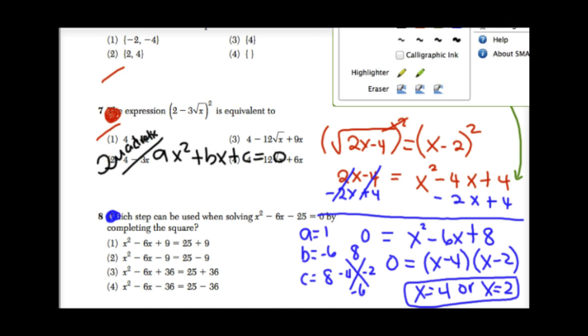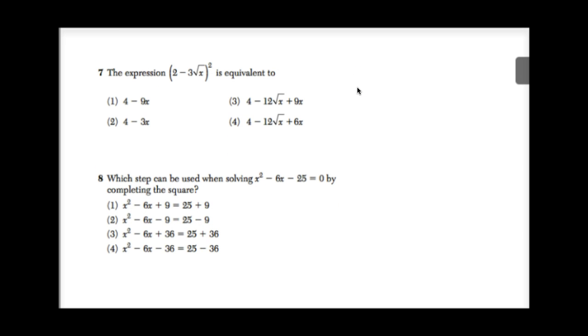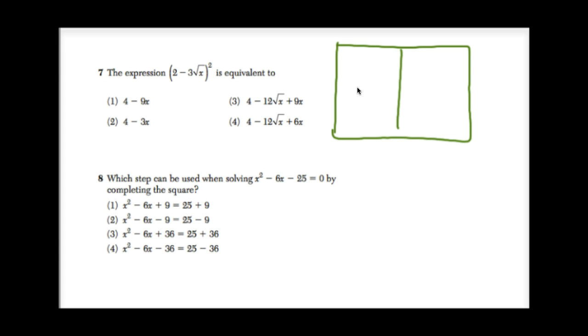Alrighty, number 7 and 8. Let's clear this out. Number 7 and 8. The expression blank squared is equivalent to, good. This is one of my box method. I'm going to draw my 2x2 box, and I'm going to go ahead and write this out. 2 take away 3 radical x. This is 2 take away 3 radical x.